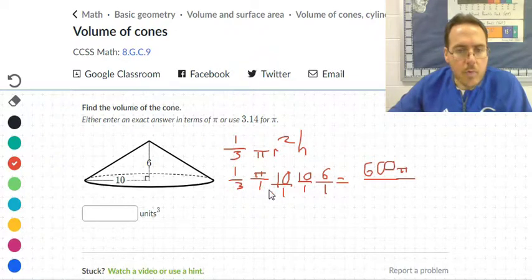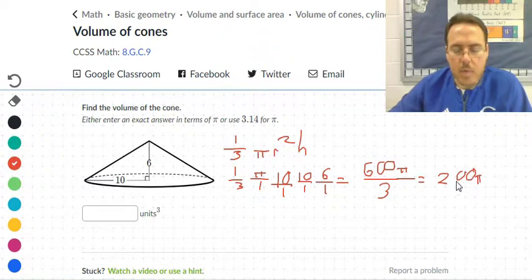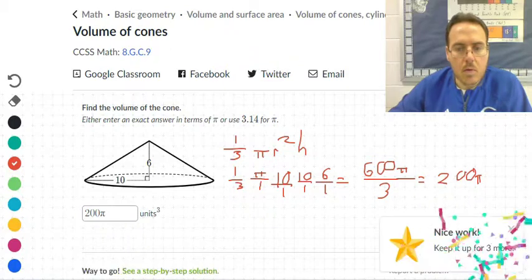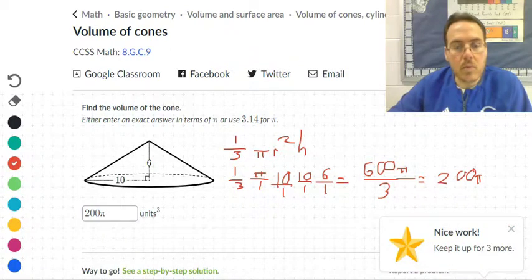Pi over 3 times 1, so it'd be over 3. 600 divided by 3 would be 200 pi. And if you actually multiply 200 times 3.14, that answer would be fine as well, but I'm just going to say 200 pi. Okay, got that one.